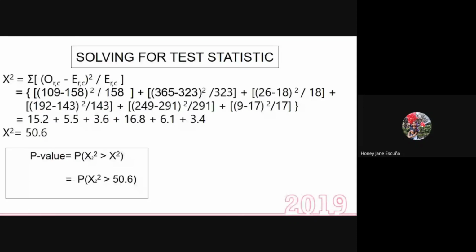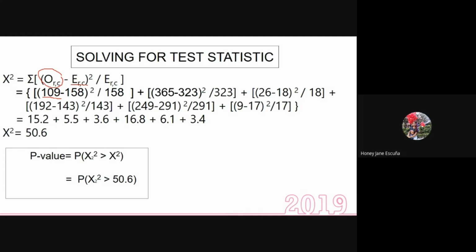Next is to solve for our test statistic. The formula for solving our test statistic is the sum of the squared difference of O R C minus E R C, where O R C is the observed frequency count in population R for level C and E R C is the expected frequency count in population R for level C, divided by E R C. So in our given, we have 109 low income for male minus 158 for our expected frequency, then open and close parenthesis, squared, divided by 158.